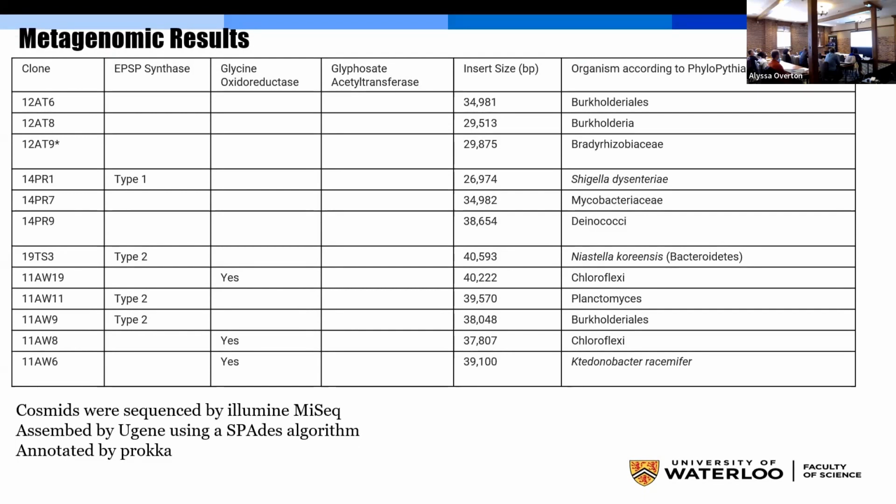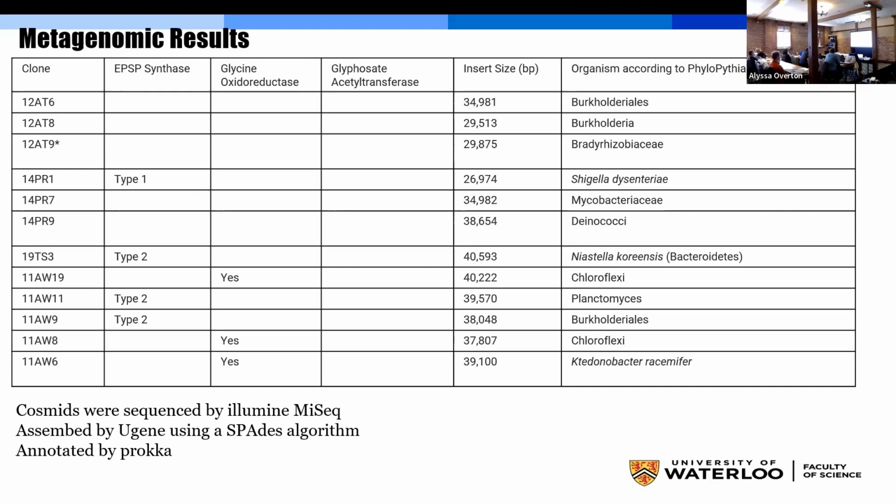And that's exactly what we found. Through these screens, we found a handful of EPSP synthases: one type 1, which is almost certainly just a mutated type 1 that's resistant, and then three type 2s. These are always resistant to glyphosate, so that's good. Most of these clones came from a wide variety of original organisms. We did this work using fosmids, sequenced by Illumina MiSeq, and then assembled using the SPAdes algorithm. The annotations were done by Prokka and then pulled out manually.